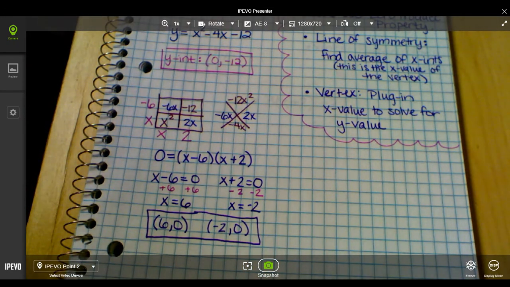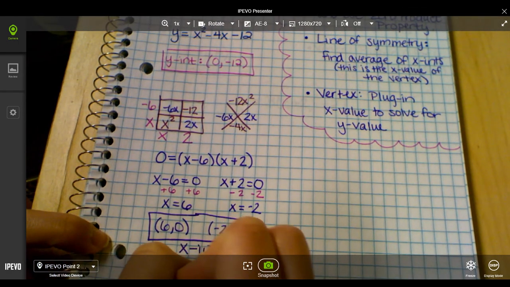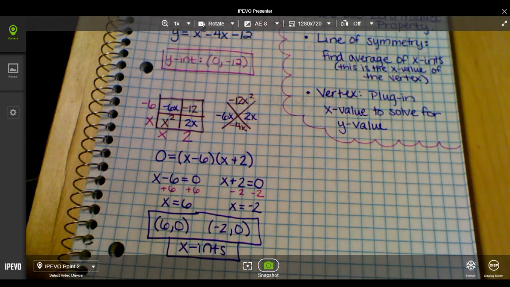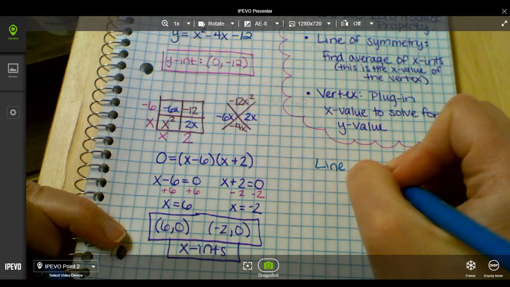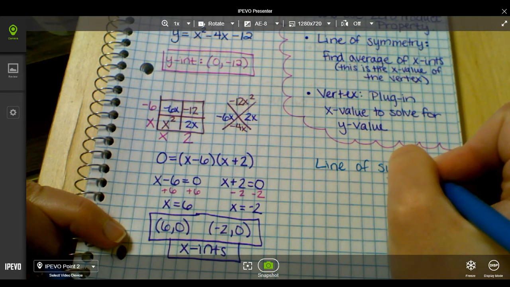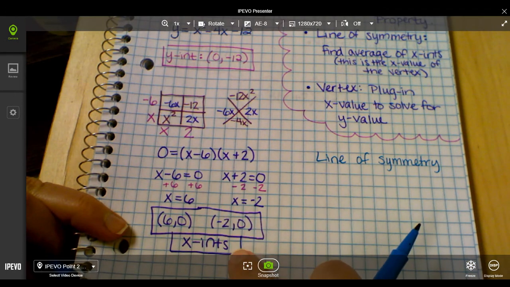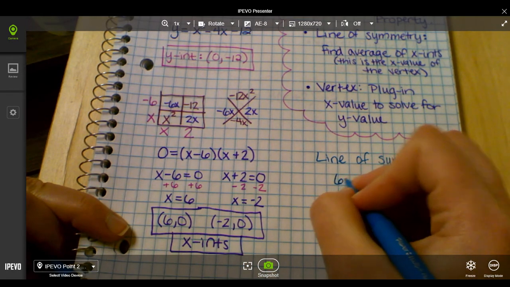Okay, now for your line of symmetry, actually, I'm just going to label these x-intercepts just so we remember. All right, so for your line of symmetry, remember we are just trying to find the exact center. Where is the point exactly in the middle of my x-intercepts, because that's where my vertex is going to be.